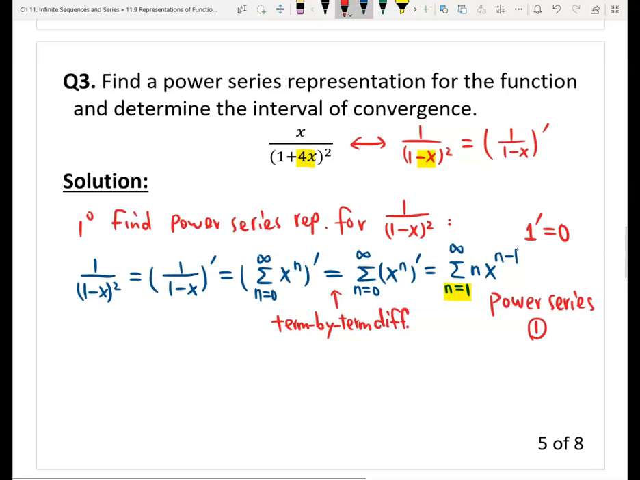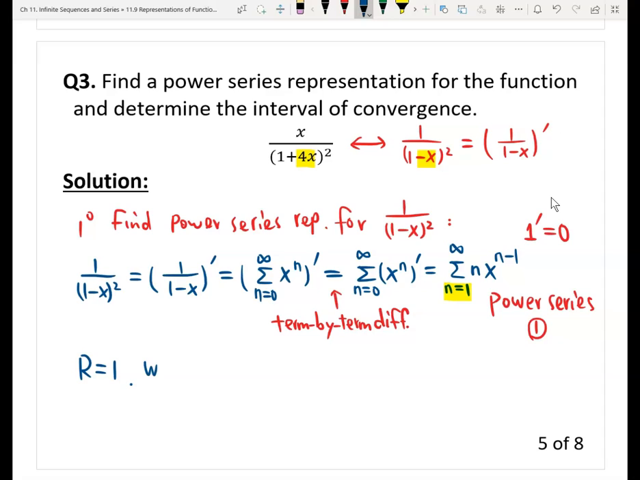And now what we have left is the domain, right? We need to look at the domain. The term by term differentiation theorem gives us that the old series and our power series 1, the new series, both have the same R, the same radius of convergence. So let me write that down first. R equals 1. How about the endpoints? The theorem did not say, so we have to test separately.